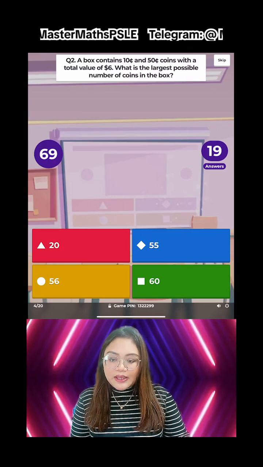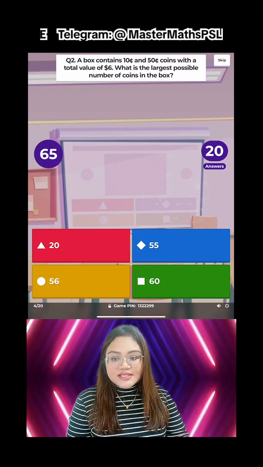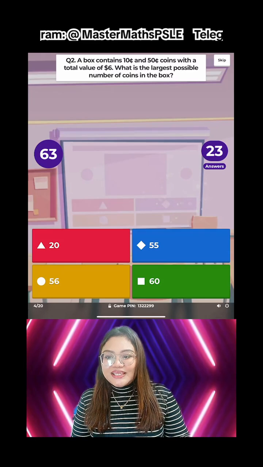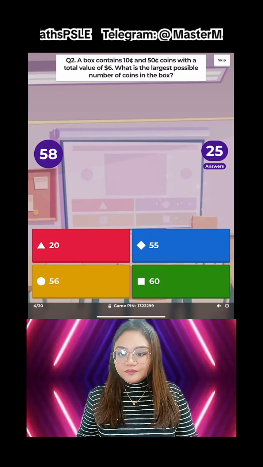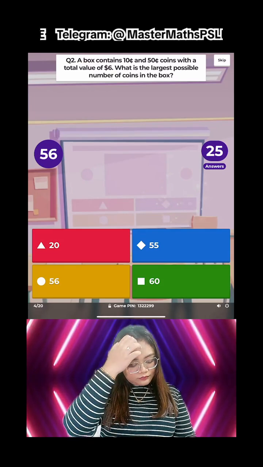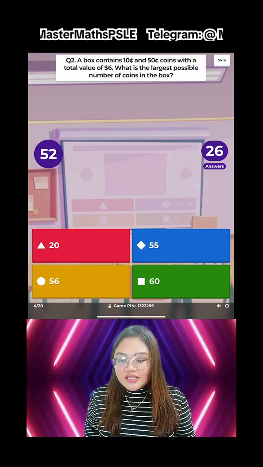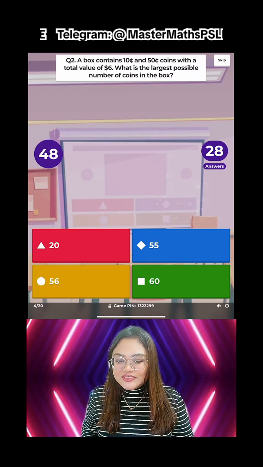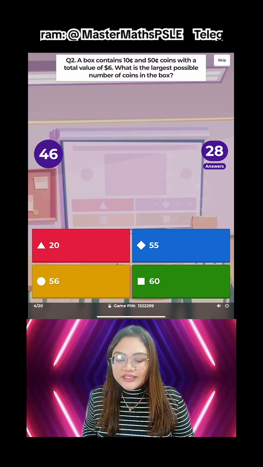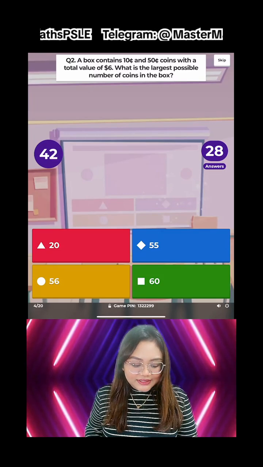Alright, this came up in the 2023 PSLE paper. So, anybody needs hints or not? Hi Kimmy, thank you for joining. Hello Kimmy. Good to see you around. Hello Brian.